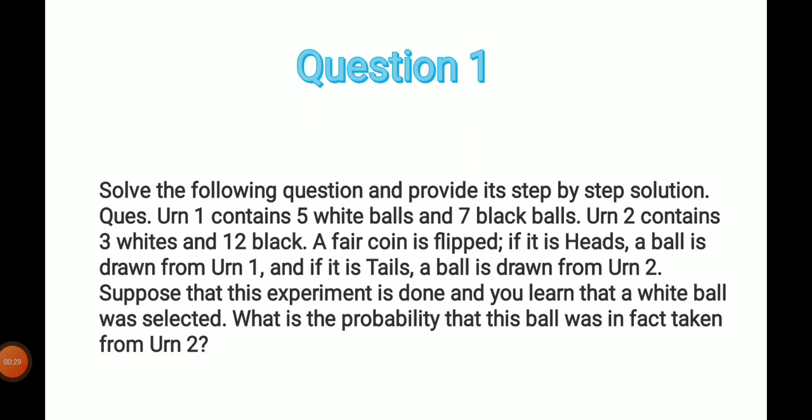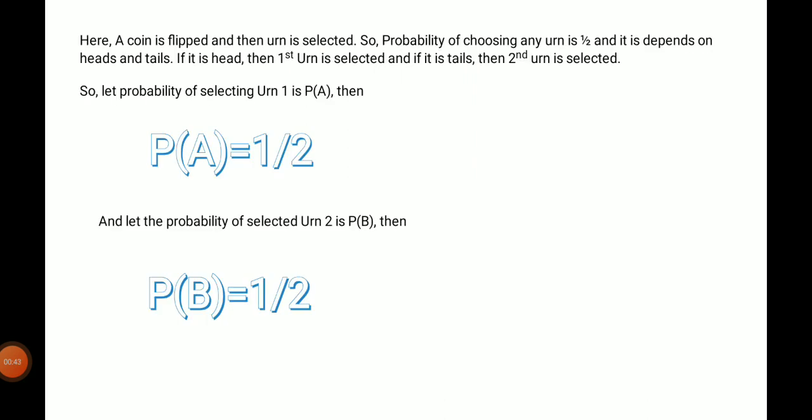Suppose this experiment is done and you learn that a white ball was selected. You have to find the probability that this ball was taken from Urn 2. Here a fair coin is flipped, so there are two possibilities: either heads or tails. If it is heads, the first urn is selected, and if it is tails, the second urn is selected. In both cases, the probability of any urn being chosen is half.